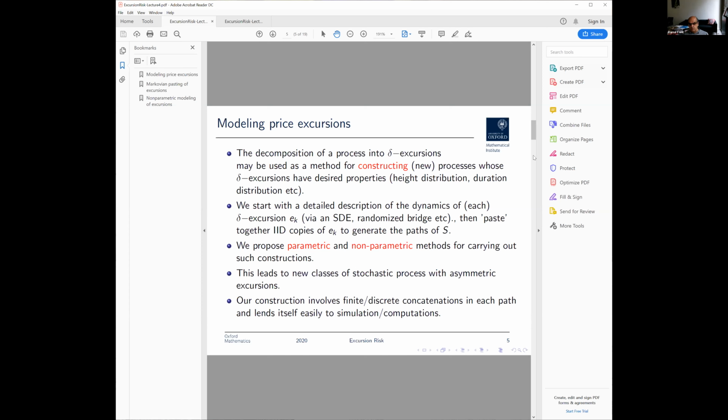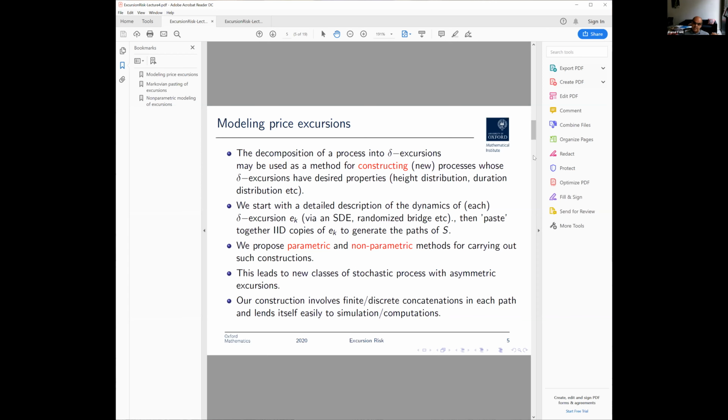So I'm going to propose two different constructions for this. The idea is constructing a process from its excursions instead of studying the excursions of a process, which is the classical approach. I'm going to propose two methods for doing this, a parametric method and a non-parametric method. And these constructions will lead to new classes of stochastic processes with desirable properties for the excursions, and it will lead to new examples of stochastic processes in general.